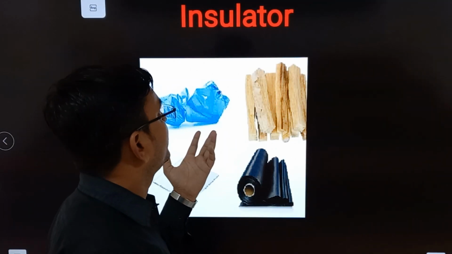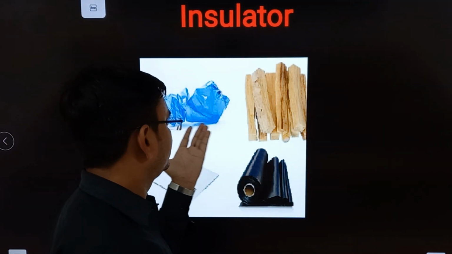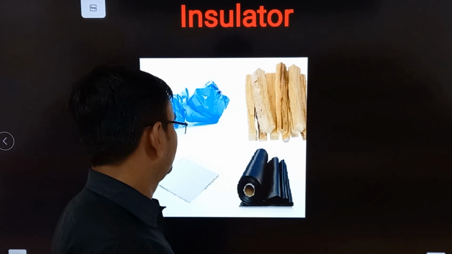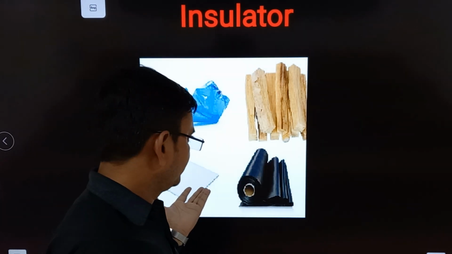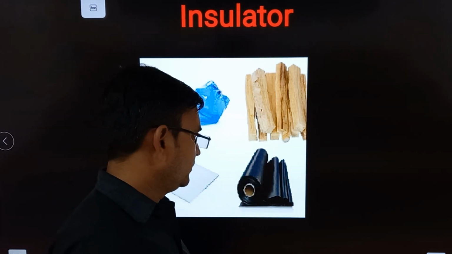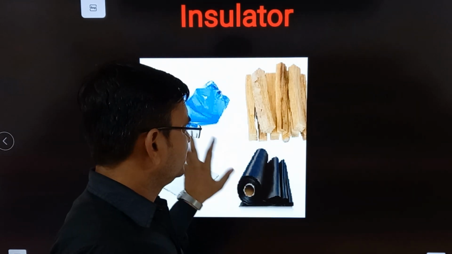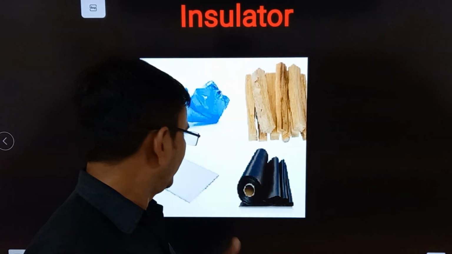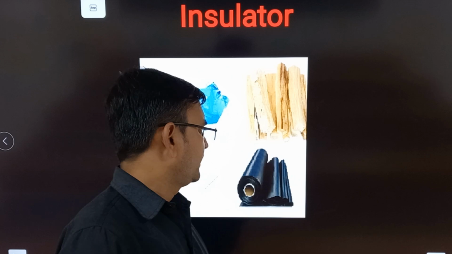These are some examples. You can see this is plastic, wood, this is a ceramic sheet, this is a resin sheet. So these are the examples, and I think you have already seen this.